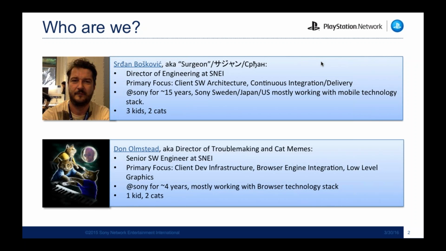Here with me is Don Olmstead. He's also known as Director of Troublemaking and Cat Memes. He's Senior Software Engineer here at SNEI, and his primary focus is client development infrastructure, browser engine integration, and low-level graphics. Don has been at Sony for almost 4 years now, mostly working with the browser technology stack. And he has 1 kid and 2 cats.